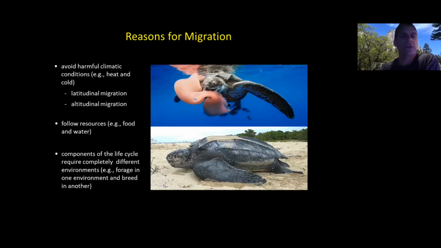And a third reason is because their life cycle requires different environments. For example, leatherbacks swim to the tropical beaches in the Western Pacific to nest. They need the beaches to nest on. But then they go to the Eastern North Pacific, to the open ocean, to forage. So they need to migrate between those two locations.